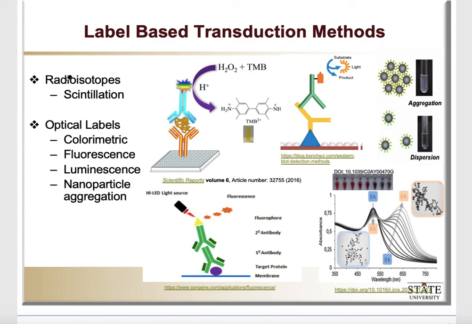One of the ways to do that is to utilize radioisotopes. So once your antigen or analyte has bound to the biorecognition molecule, we could then radiolabel the biorecognition molecule, or we can radiolabel a secondary antibody to provide us with the signal that can then be read with a scintillation system. Of course, this is really not the best way.